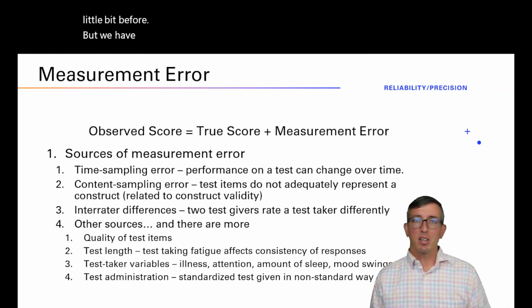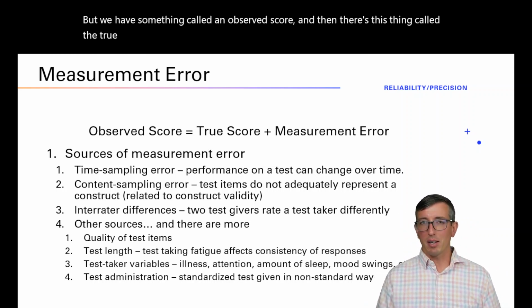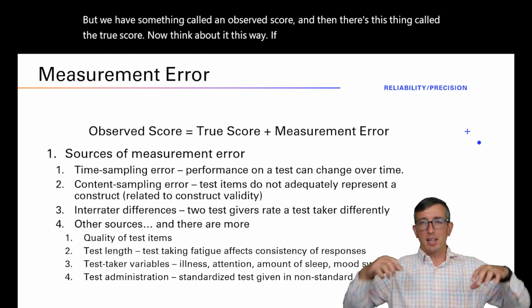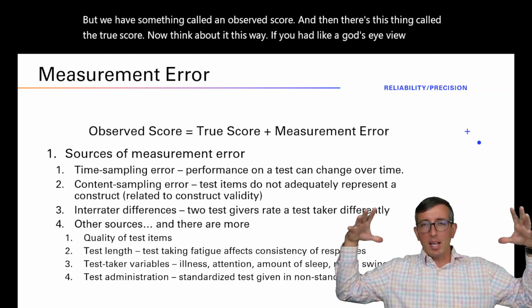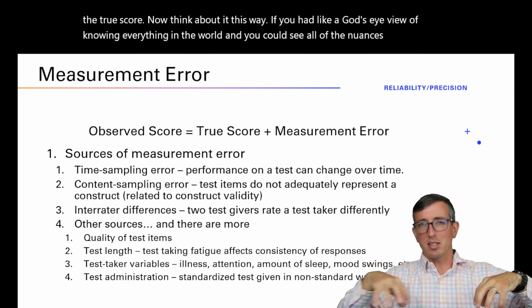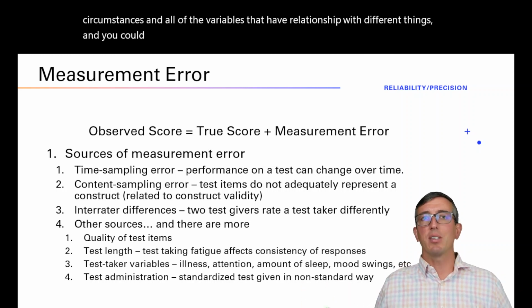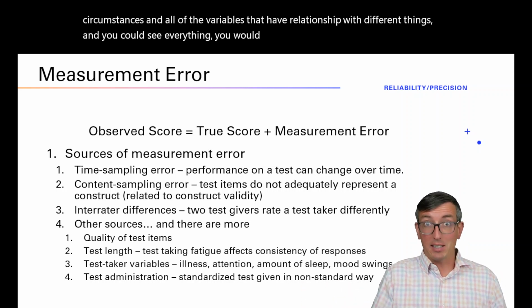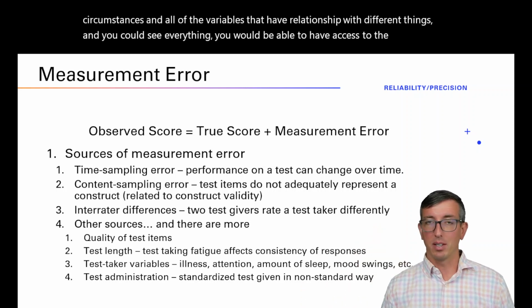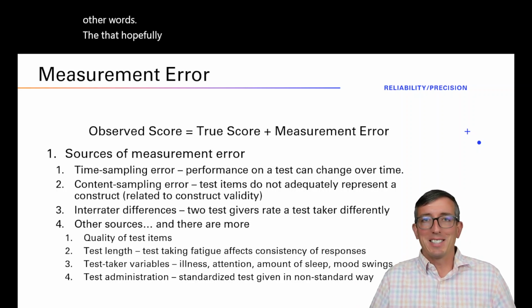But we have something called an observed score, and then there's this thing called the true score. Now think about it this way. If you had a God's eye view of knowing everything in the world, and you could see all of the nuances and circumstances and all of the variables that have relationship with different things, you would be able to have access to the true score. Hopefully that makes sense to you.